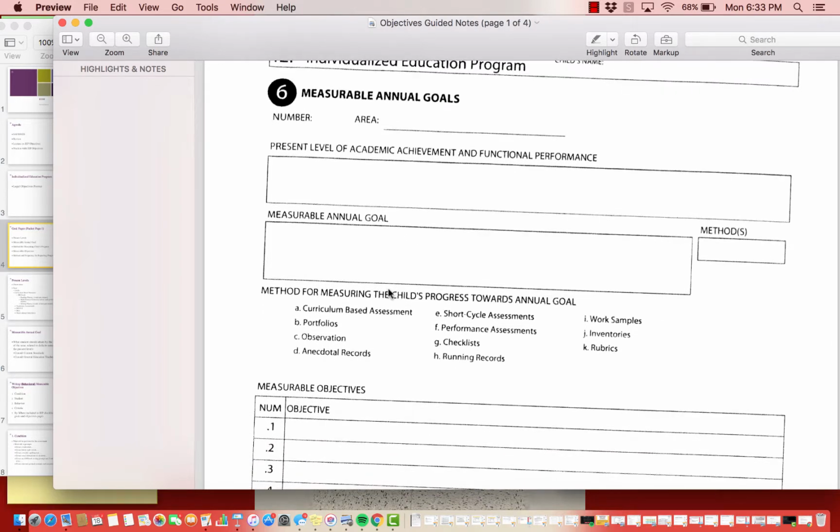So most often, at least in my experience with the older students, you will just have an annual goal. You'll write down the method, and the method refers to this. So how are you going to be assessing the goal that you've written here? Are you going to be using a curriculum-based measure? Are you going to be doing some observations, checklists, performance assessment using work samples or specific rubrics? You would just put the corresponding letter in here that says how you're assessing this particular goal.